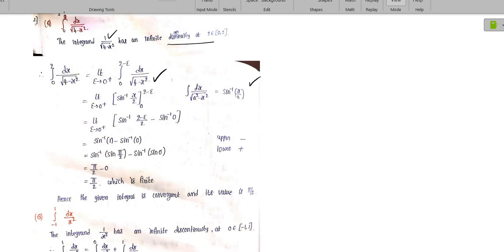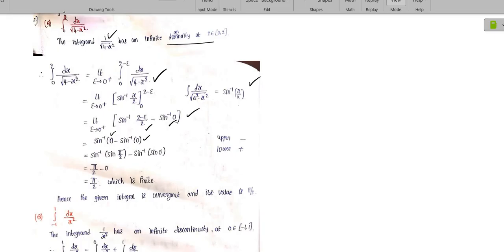With the help of this formula, 4 can be written as 2 squared, that means a equals 2. We get sin inverse of x by 2, with limits 0 to 2 minus epsilon. First substitute the upper limit, then you get this term. Substitute the lower limit, then you get this term. Upper limit minus lower limit. After this step, substitute epsilon equal to 0. 2 minus 0 is 2, 2 by 2 is 1, and then we have sin inverse of 0.